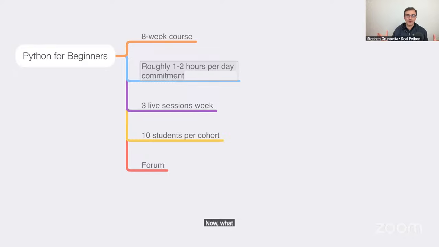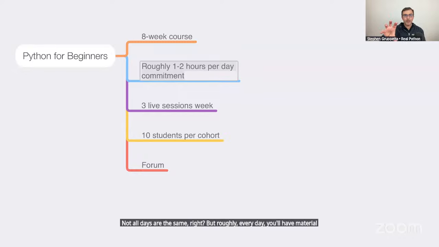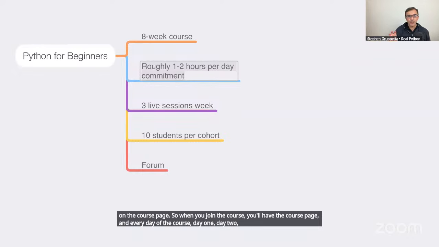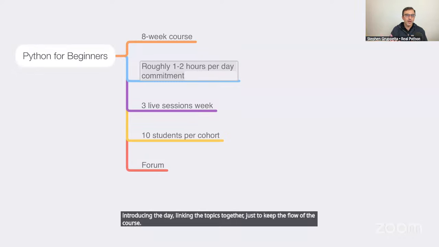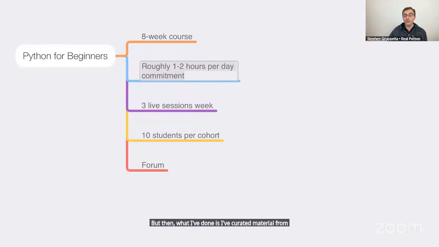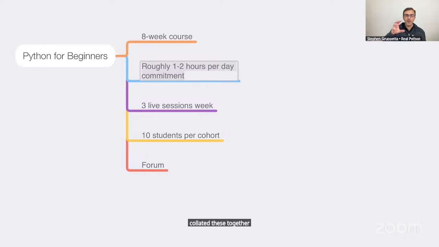Now, what does a typical day of the course look like? When I say 1 or 2 hours commitment a day, not all days are the same. But roughly, every day you'll have material on the course page. When you join the course, you'll have the course page, and every day of the course, day 1, day 2, day 3, you'll have a number of resources. You'll often have a short video from me introducing the day, linking the topics together just to keep the flow of the course. But then what I've done is I've curated material from our Real Python resources. Some will be written tutorials, so reading material. Some will be lessons from video courses that we have at Real Python. And I've collated these together, and every day you'll have that material.